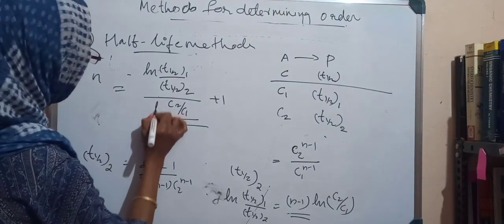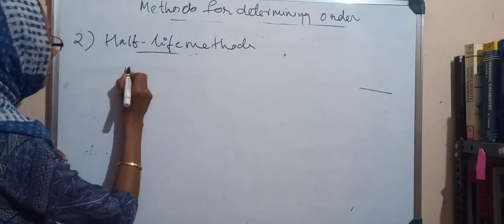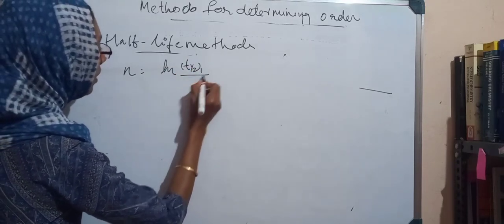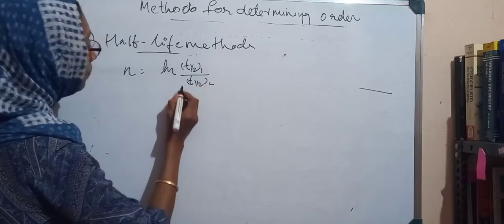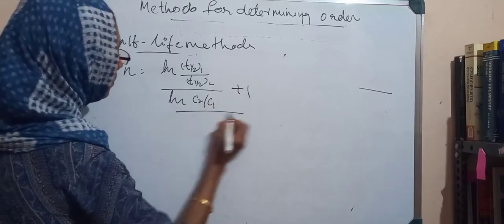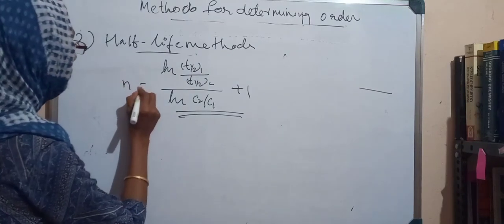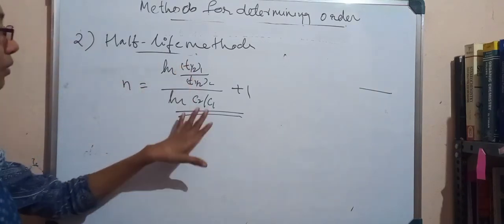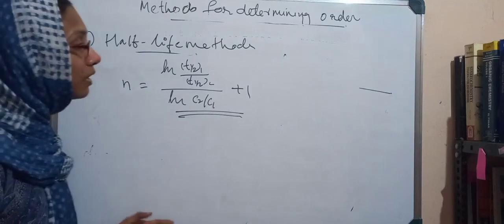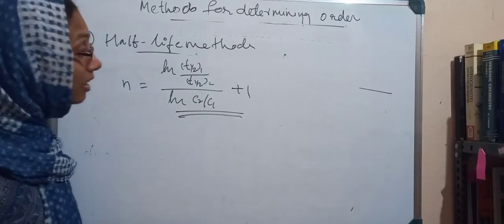So from the half-life method, n is equal to ln T half 1 divided by T half 2, divided by ln C2 by C1, plus 1. Using this method, we can calculate the order of the reaction. For that, we have to know the T half of the reaction at two different concentrations of the reactant. It is an analytical method, not a graphical method.